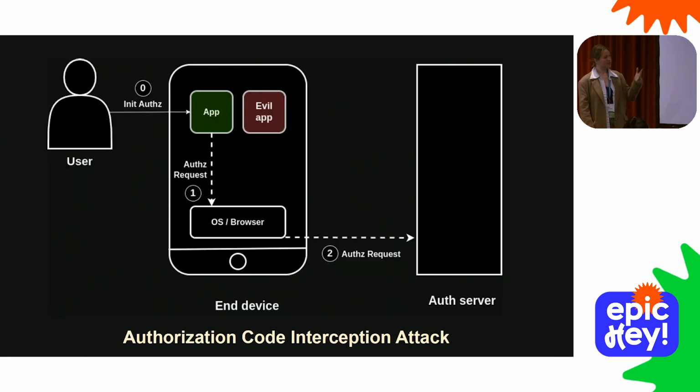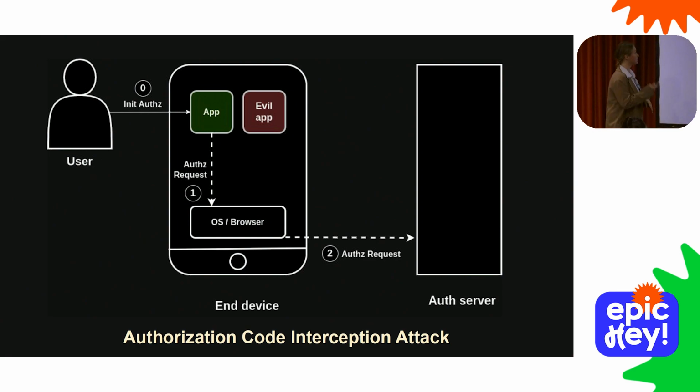Okay, in this attack, we have the following setup. We have the user, we have a user device, we have our server, and we have a legitimate app which is using OAuth 2.0 flows, more specifically the code grant flow. And let's say we managed to install an evil application, and it registered itself as a handler for the very same custom scheme as the good app.